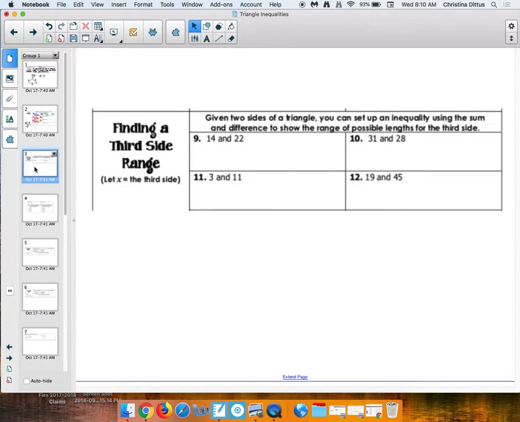Alright. We got a third side range. First off, anytime it says range, that is your greater than or less than signs. A range is like I can be between, I don't know, 15 years old and 17 years old. Okay, that's a range.